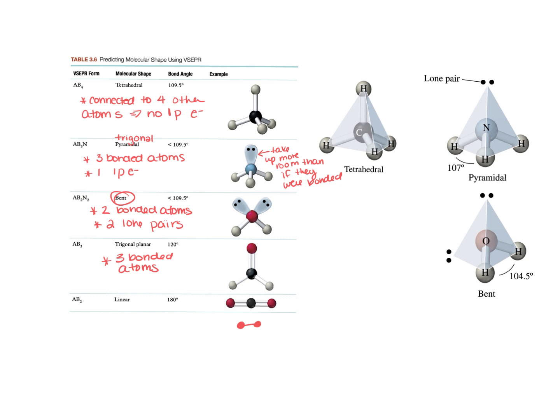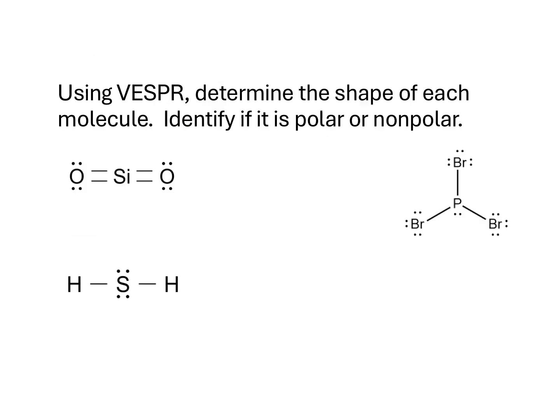So we're going to use VSEPR and determine the shape of each molecule and then use the shape to figure out if it's polar or nonpolar. Okay. So we're going to start here with SiO2. This is silicon dioxide.